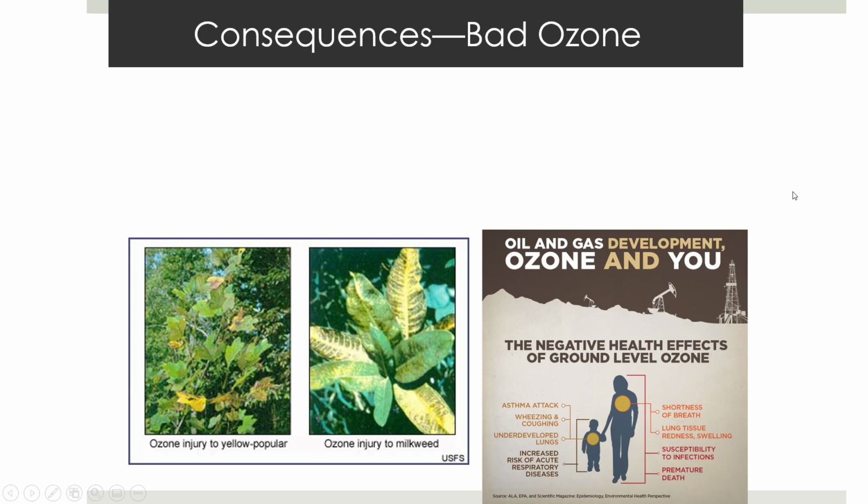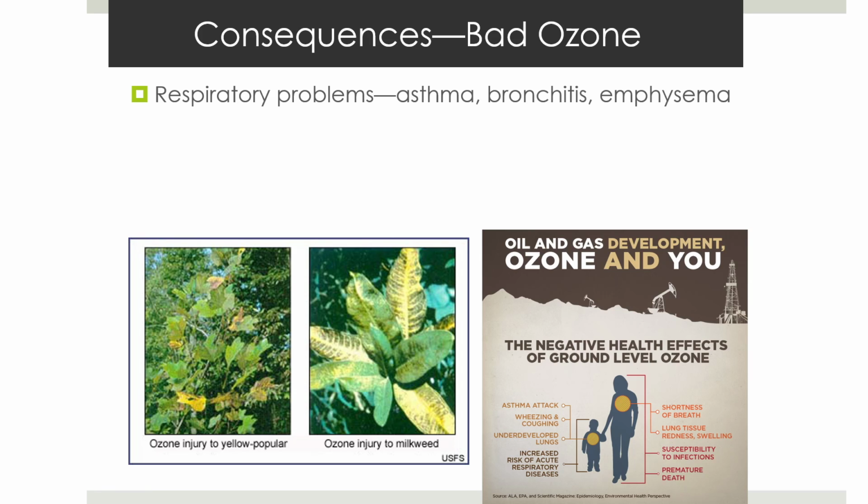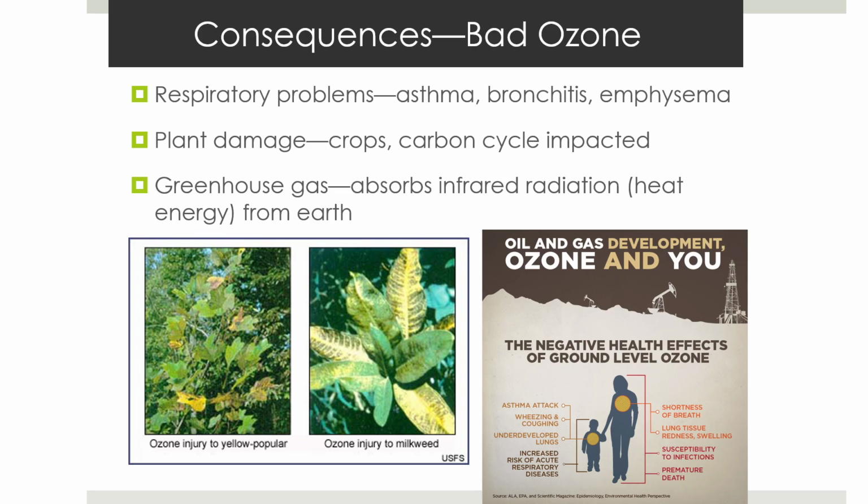So some of the consequences of bad ozone: it can injure plants. This is just an ozone injury to 2 different types of plants you can see, as well as causing breathing problems and respiratory problems for humans. And that is one of the big reasons why we should not have as much ozone on the ground layer. So again, respiratory problems, plant damage, and it is, of course, a greenhouse gas because it will absorb infrared radiation, so it'll actually create a hotter troposphere.